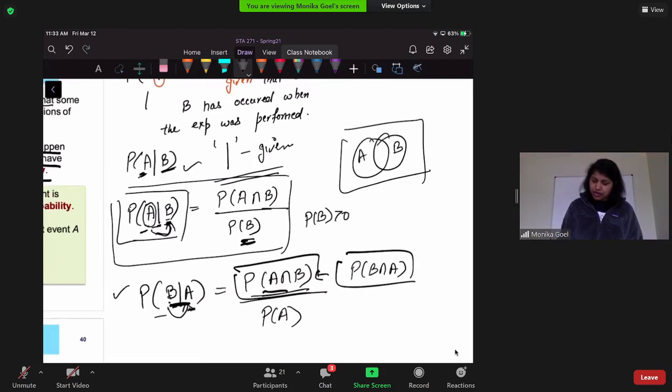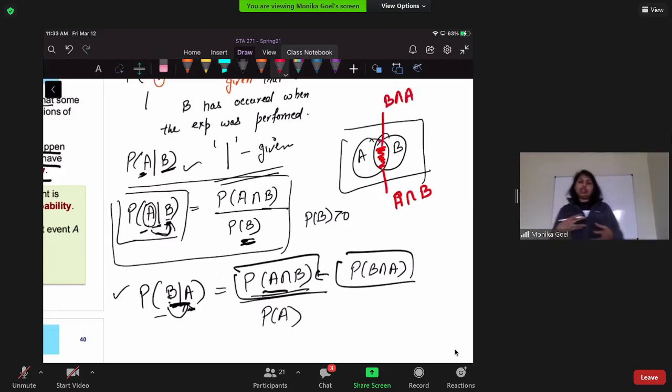If this is A and this is B, and I'm talking about this part, I can say that this is A intersection B or B intersection A. So intersection is just telling me that it is the common part between A and B. So either you can say this or this. So the numerator does not change. The numerator remains the same, but the denominator will change depending upon what information we have, what is given to us.